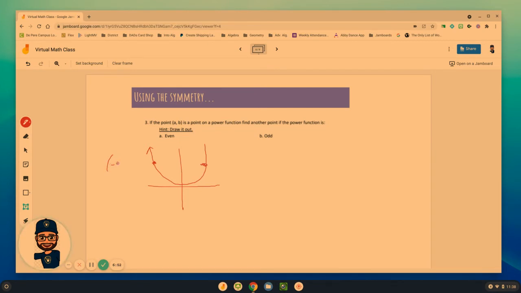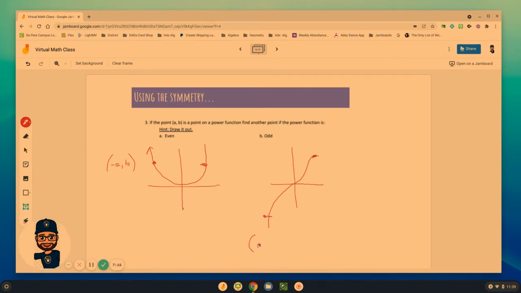Well, the first one is negative, but the second one is positive. So it would have to be negative AB over here. Whereas in an odd, if I graphed AB, because they're both positive, we know that it's going to have to go down here to this quadrant somewhere. Right, quadrant 1 to quadrant 3.